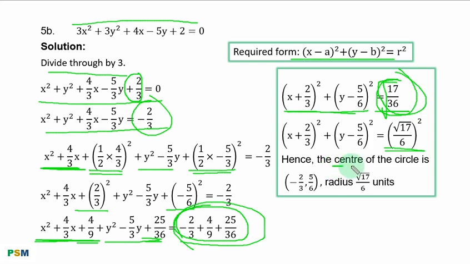Hence, the center of the circle is, you equate minus a to plus 2/3. At the end, a is equal to minus 2/3. You equate minus b to minus 5/6. At the end, b is equal to 5/6, and the radius is equal to root 17/6 units.